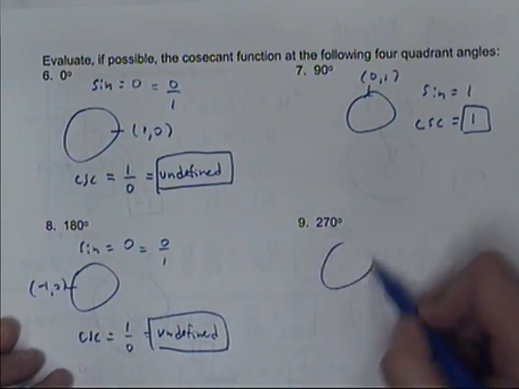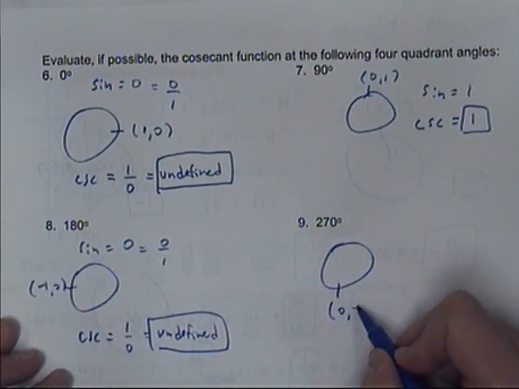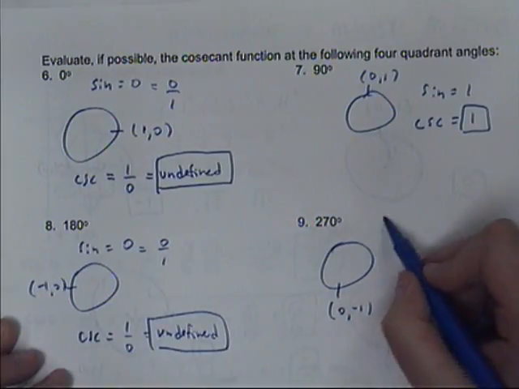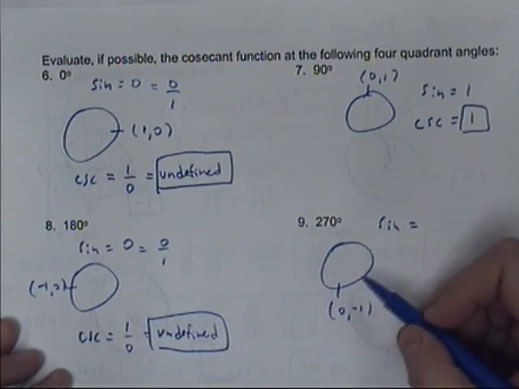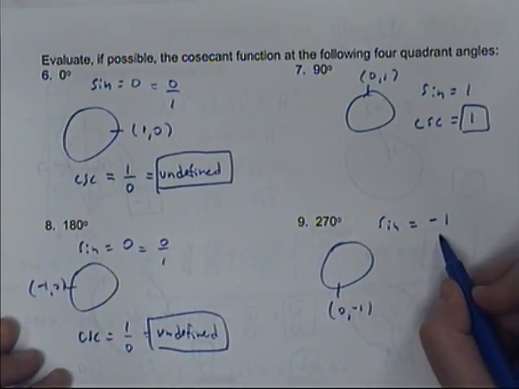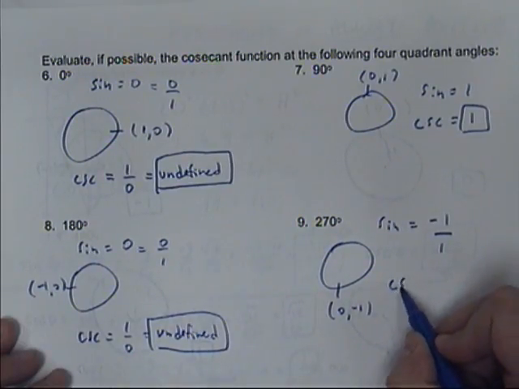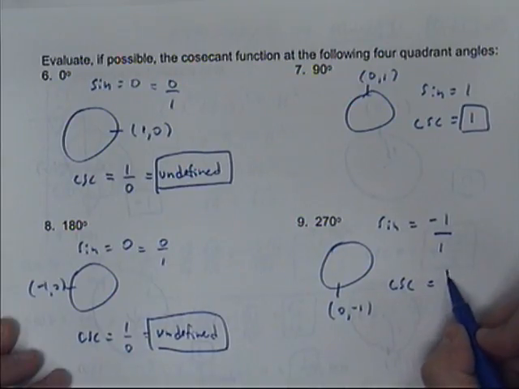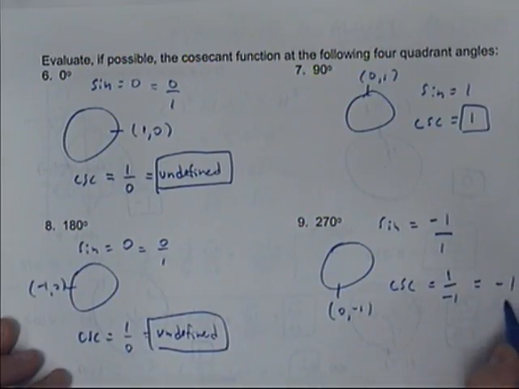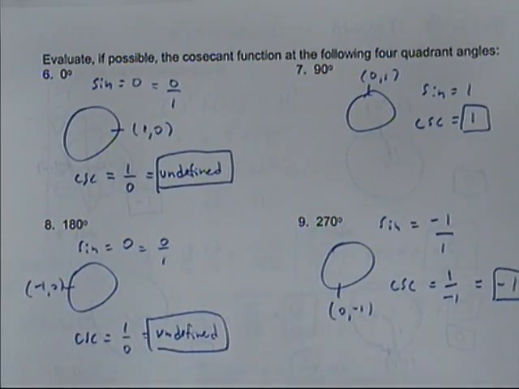And then 270 degrees would be down here, your point being (0, -1) there. So the sine at 270 is your y value, which is -1. Okay, and you can write that as -1 over +1. The cosecant would be this upside down, +1 over -1. But again, you just get back to -1, because 1 and -1 are their own reciprocals. That's how that works.